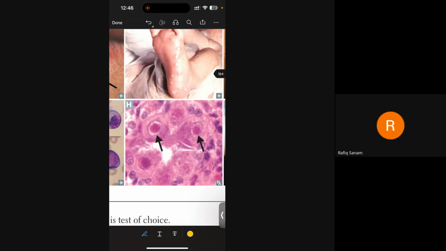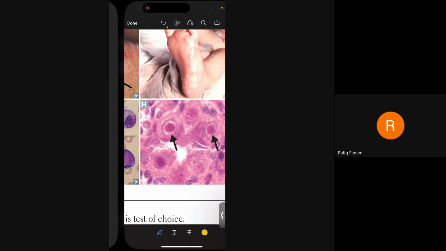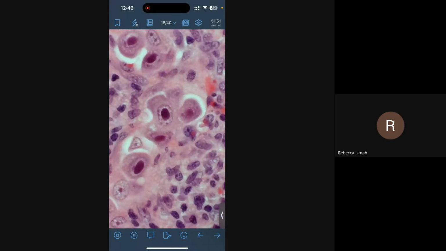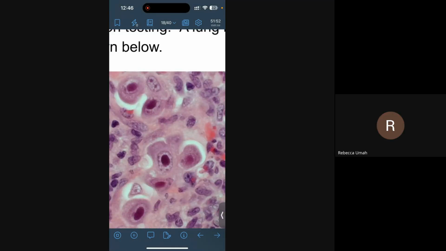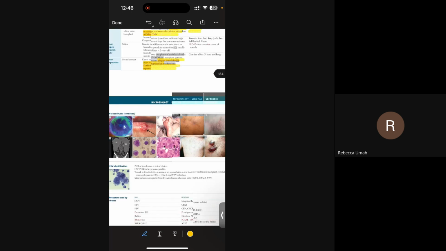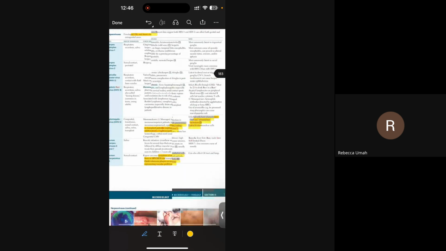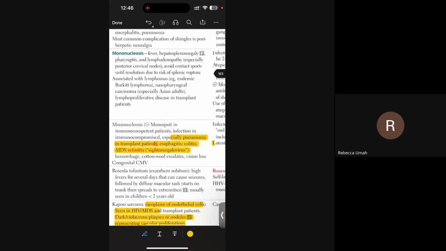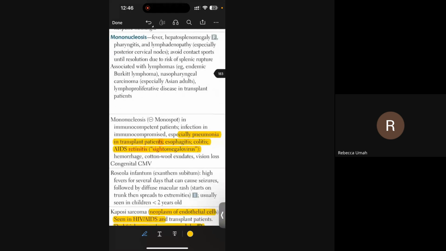And in the photo, you can also clearly see the owl's eyes. Is the photo similar to this? Cytomegalovirus causes pneumonia, especially in transplant patients. Our patient has pneumonia and it is a transplant patient.